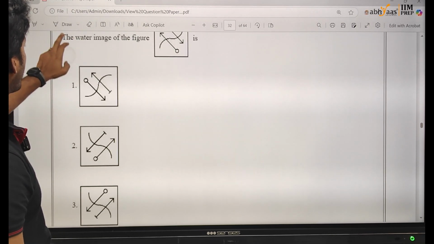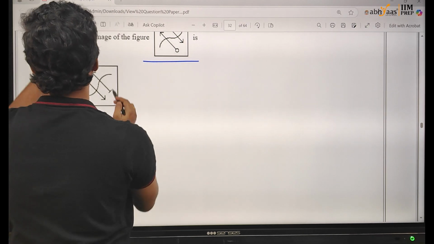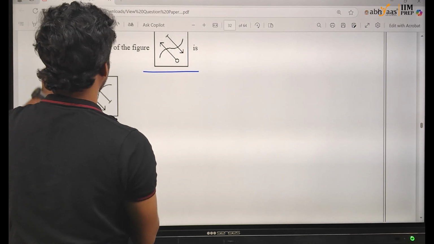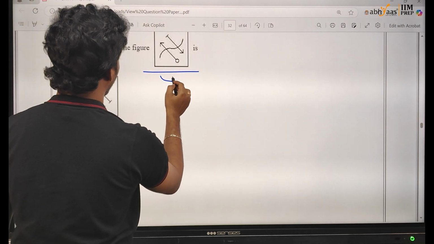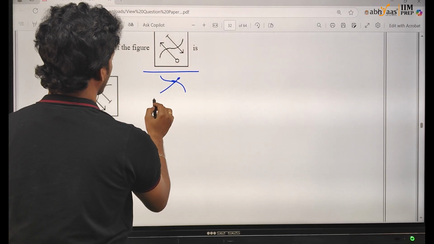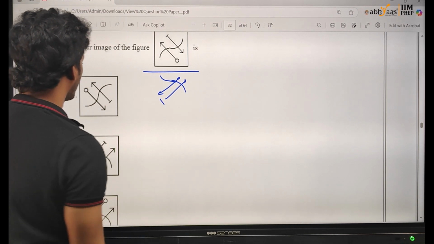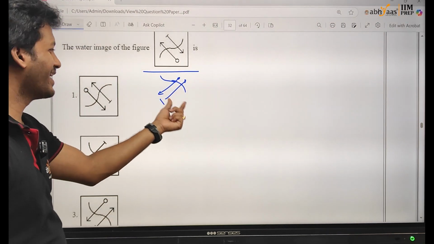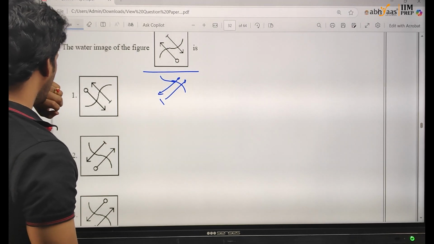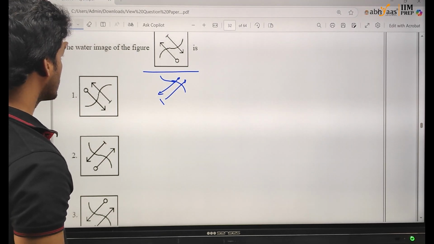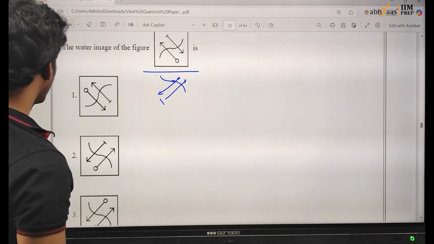The water image of the figure. Water image of the figure means I have to see this type of image, I mean the image in the below thing. Okay, let's check it. We have to draw a diagram so that it will act as a reference for us and we will not make any mistake. So the answer is 2?